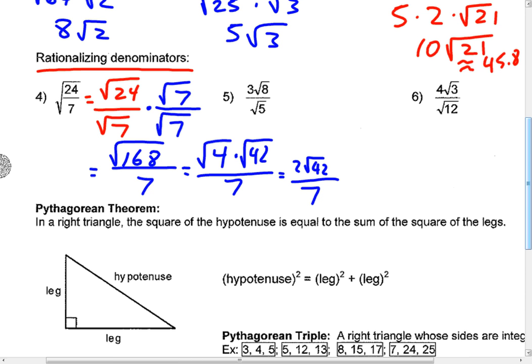Can you break down 42 into anything useful? No. 21 times 2, those aren't perfect squares. 6 times 7, those aren't perfect squares. 4 times 42 gives me 168. Oh, that's good.